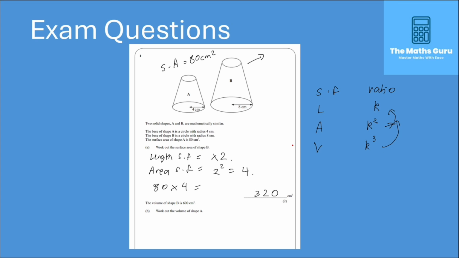Okay, it then tells us the volume of shape B is 600 centimeters cubed. And remember, this is our larger shape we're looking at. Now the volume scale factor is going to be k cubed. So our k is 2, so our volume scale factor is going to be 2 cubed, which is 8. Now to get from the larger one to the smaller one, we do 600 divided by 8 because we're going this way. So 600 divided by 8 gives us 75 centimeters cubed for our volume of shape A.